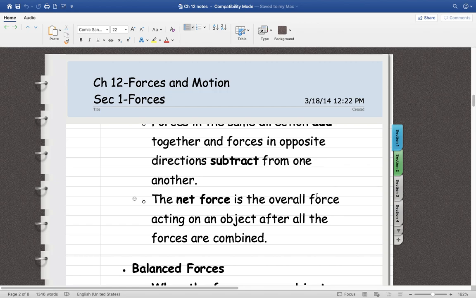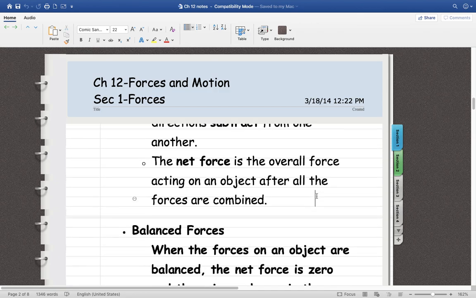All right, the net force is the overall force acting on an object after all the forces are combined. So if we're both pushing on one end in the same direction, we're going to add my force and his force, okay? If we are opposite to each other, so he's pushing towards me and I'm pushing towards him, let's say Rossi is pushing with 50 newtons and I'm pushing with 100 newtons, because I'm obviously stronger. So we're going to subtract that. So the net force is 50 newtons. Now, if he's pushing with 50 newtons and I'm pushing with 50 newtons, the net force is 0.